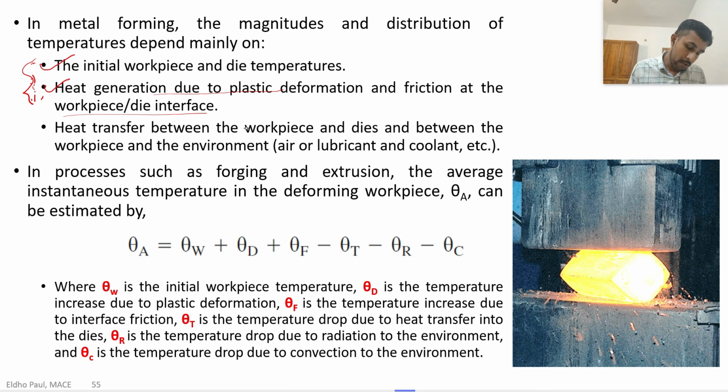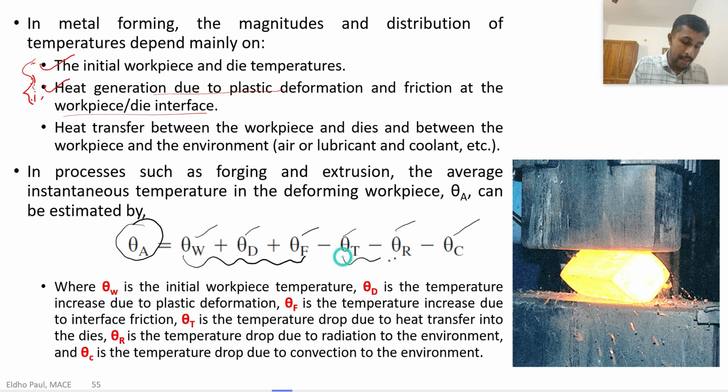So we can conclude that the total heat change or temperature change during metal forming is equal to QW plus QD plus QF minus QT minus QR minus QC. These are the terms which represent the heat generation. These are the terms which represent the heat dissipation.